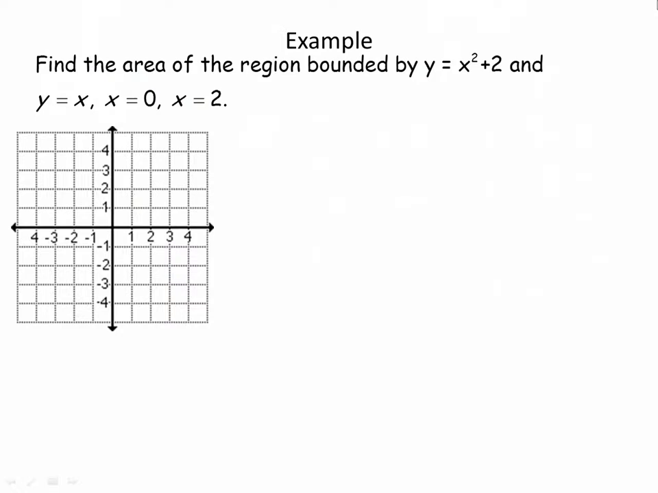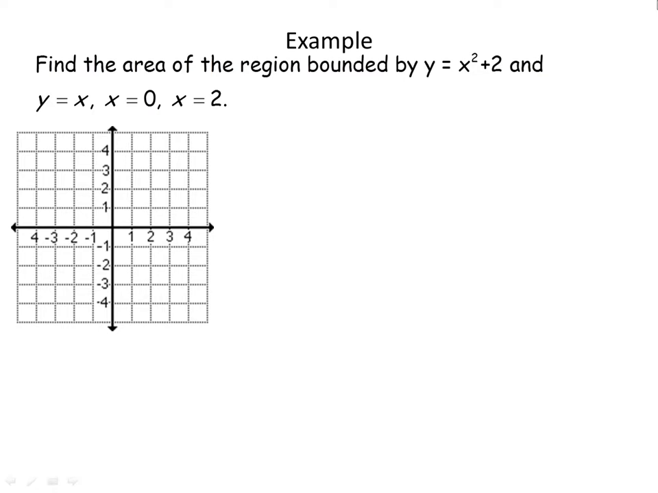Let's look at this one. For this one it says, find the area of the region bounded by y equals x squared plus 2, y equals x, x equals 0, and x equals 2. Now this time I've given you 4 graphs. But only 2 of the graphs are going to come into play. The other 2 are kind of sort of boundaries for you, okay?